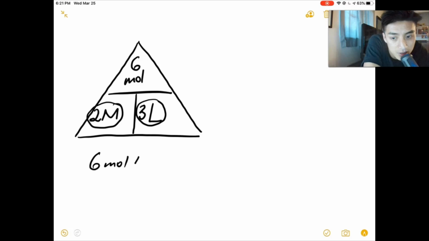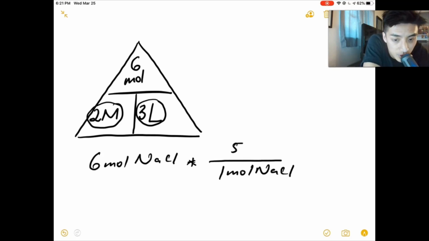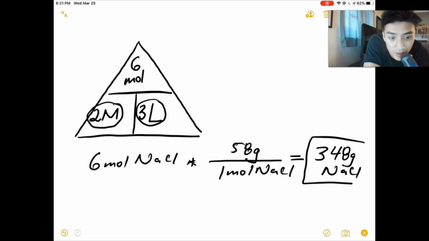So once I find out it's 6 moles of NaCl, guess what I do next? I'm going to convert it to grams. So I'm going to go times, draw the line. 1 mole of salt on the bottom, 58 grams of salt on top, and then 6 times 58 is 348 grams. So that means I need to dump in 348 grams of salt. Six of those weighing dishes.